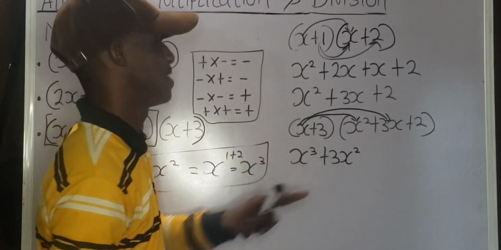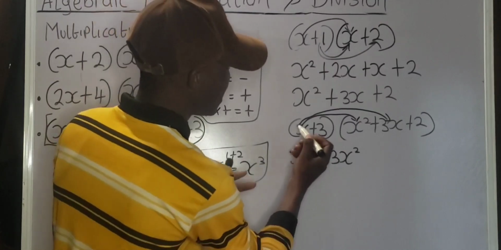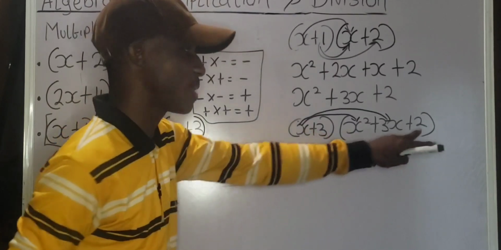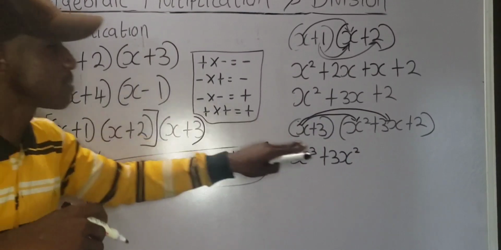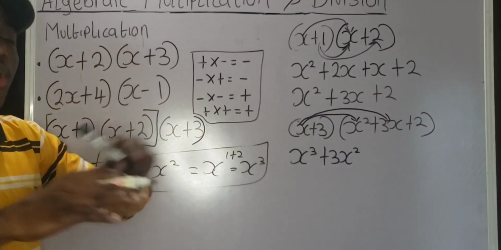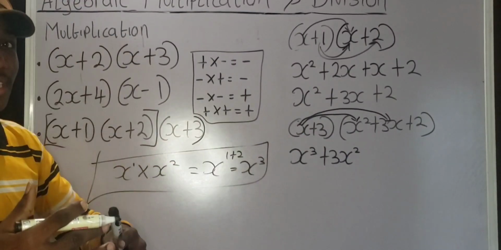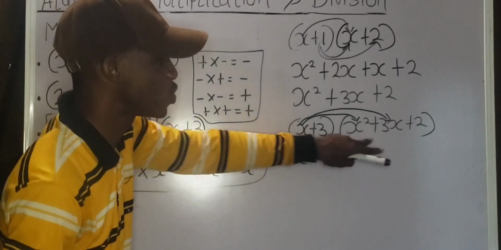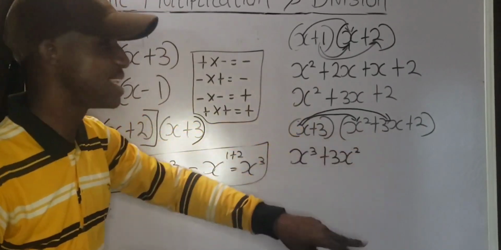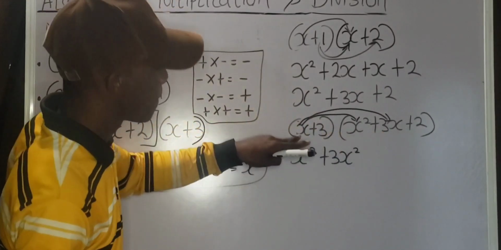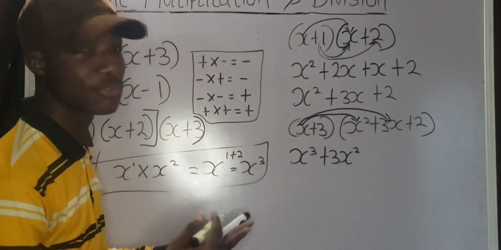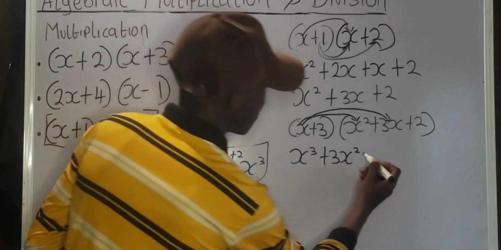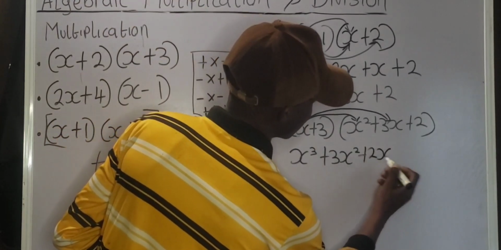Okay? Now let's proceed. This same x will still multiply 2, because the law that we are using is that the first part of the bracket will multiply all the elements in the second bracket. Are you getting it? So we have multiplied two of the elements in the second bracket. The next element there is what? 2. So positive x multiplied by positive 2, that is what? Positive 2x. Do you understand? So I'm going to have positive 2x.